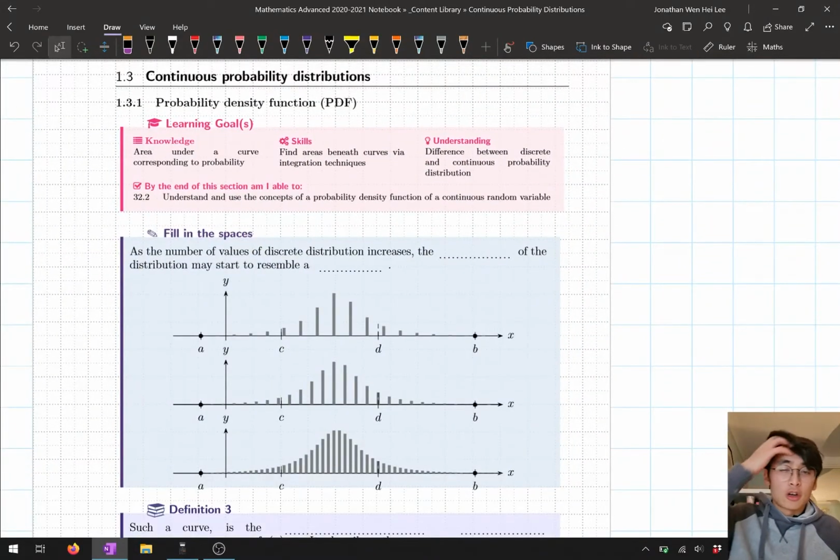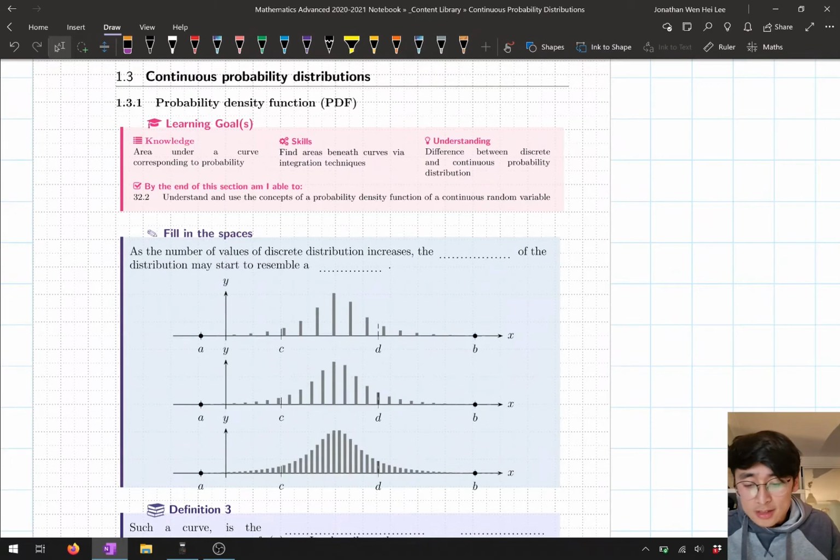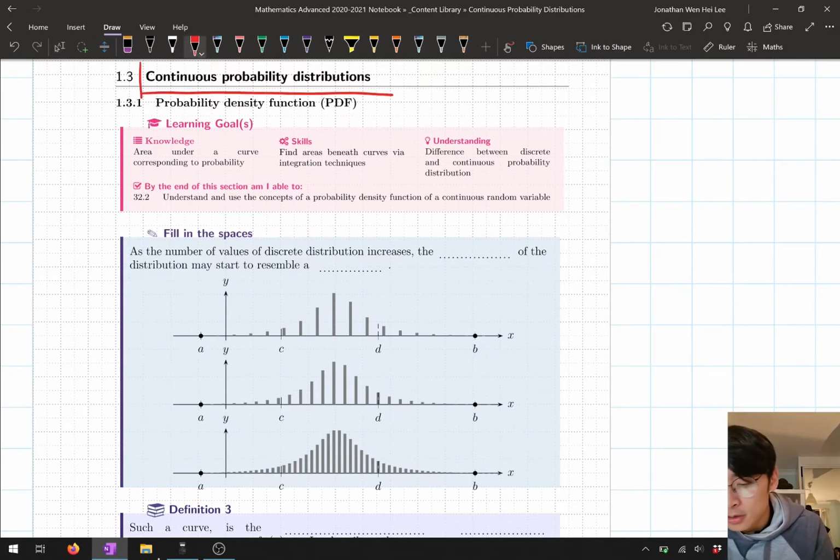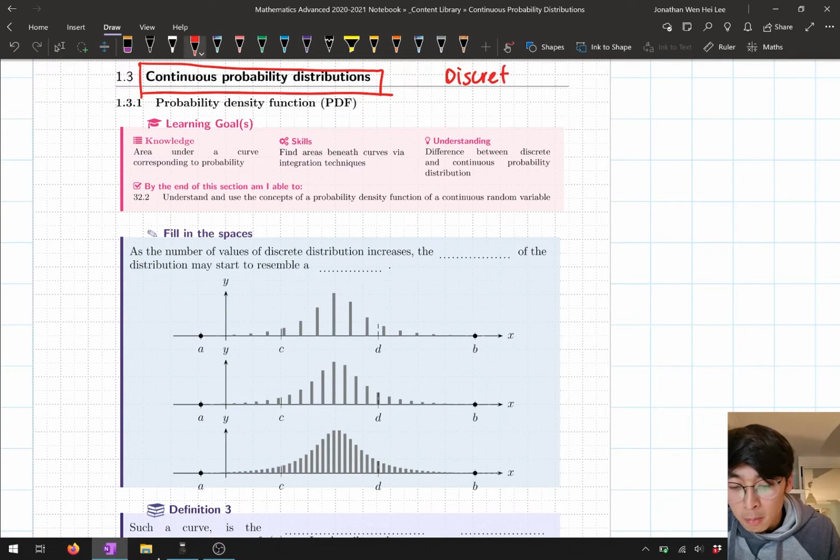Here we're going to introduce a concept called the probability density function. This is where the stuff that we looked at in integration starts to come in. This whole topic is called continuous probability distributions. Earlier, when we looked at probability distributions, we looked at discrete probability distributions. Now what we're going to be looking at is what happens if we do continuous distributions. Let's have a go at filling in the spaces.